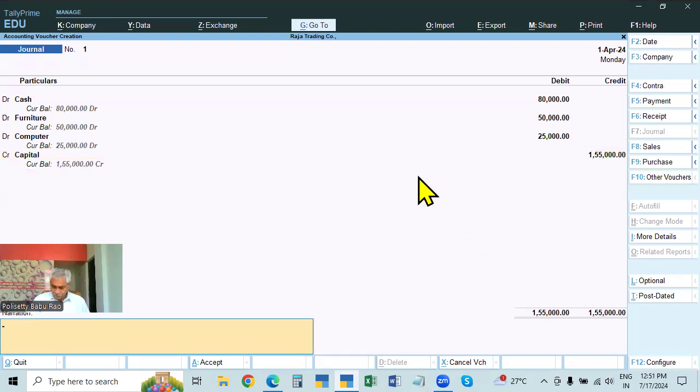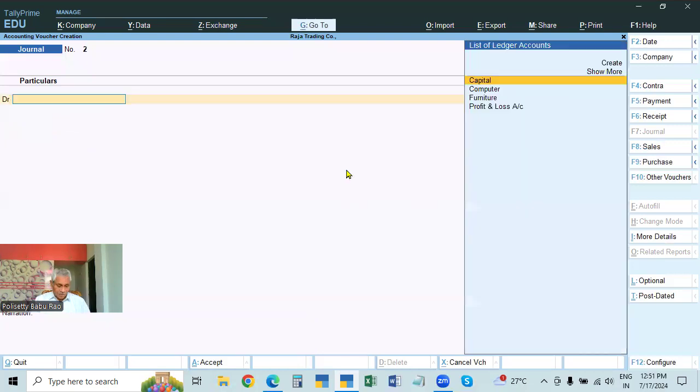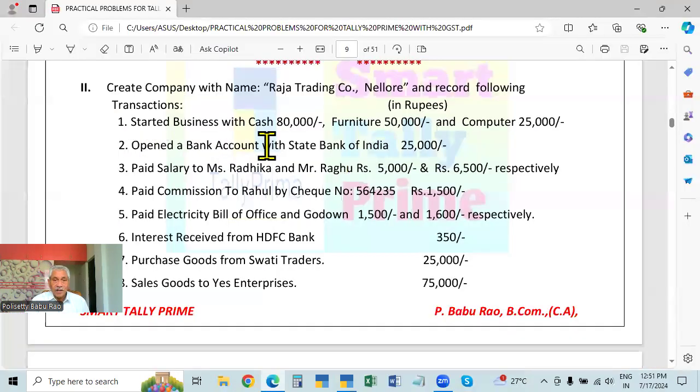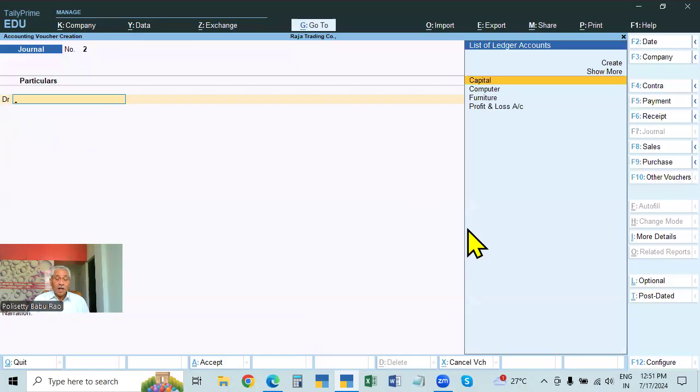So if you come down, what you will do is here: this total amount is got, all the assets are got as capital. So it is capital brought into business or capital introduced. Being capital, what are the different assets? The list is there. So being capital introduced, that we will write. Then open a bank account with State Bank of India. Now we open a bank account with State Bank of India.